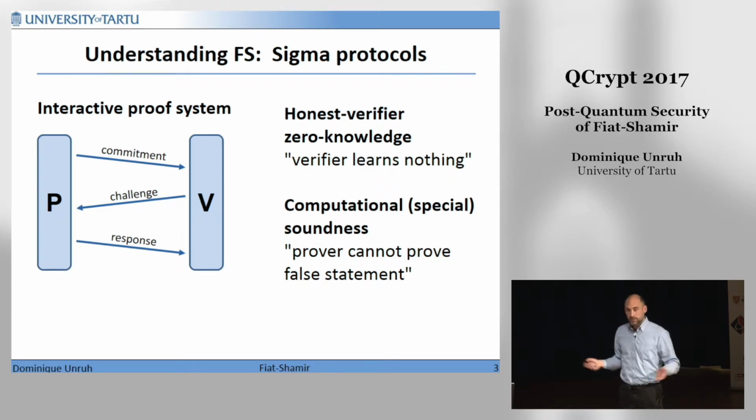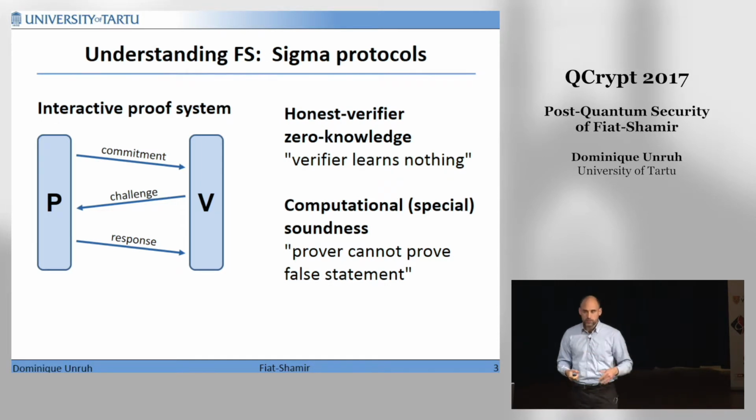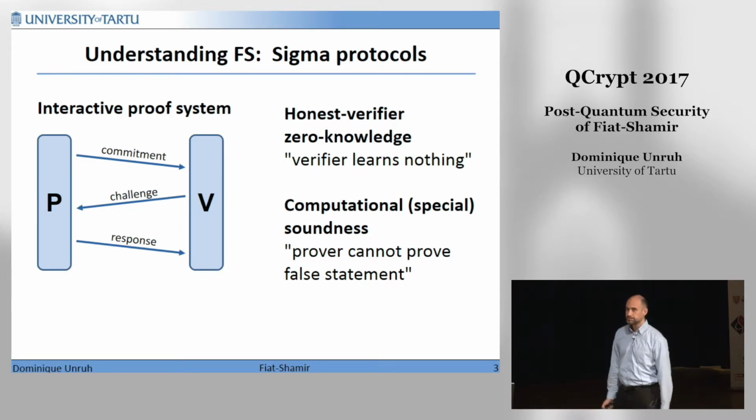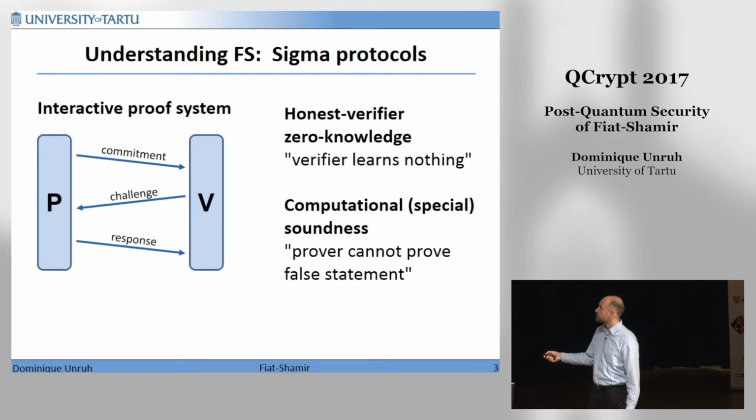And again, we have 2 properties, but we have a few more, but I skip those that are usually not troublesome. One is honest verifier zero knowledge. On a very rough level, it means if you run this protocol, the verifier will not learn anything again. It's a different variation of the same thing. And we have computational special soundness, which roughly means that the prover cannot trick the verifier.